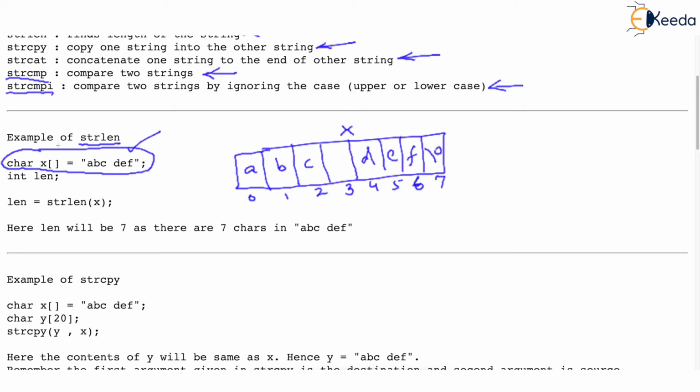Just check again, although this is not in our topic right now, while declaring this array X, we have not given the size of the array. This is possible only if you are giving some initial value. Only then you can write the square bracket empty, because the C language will find out the length of the array depending on the number of letters you have given.